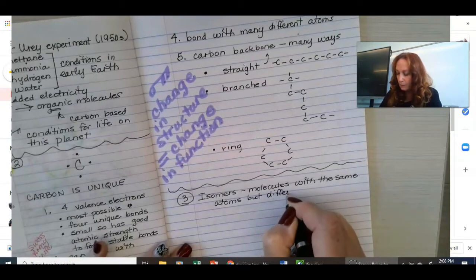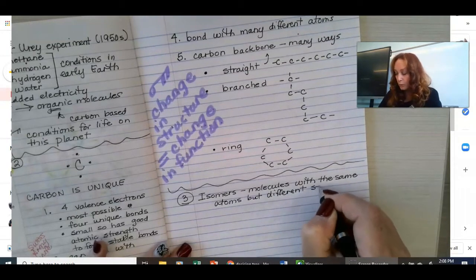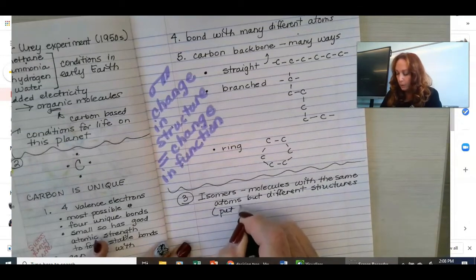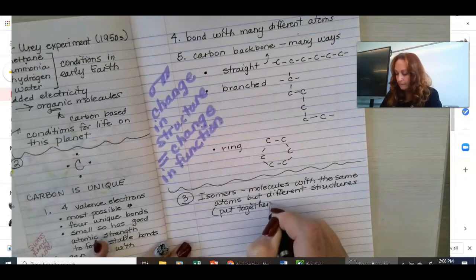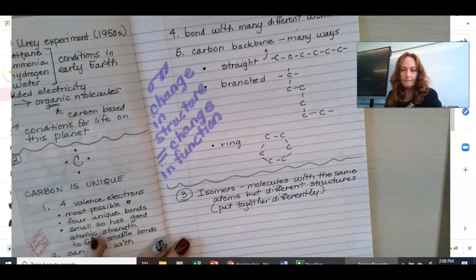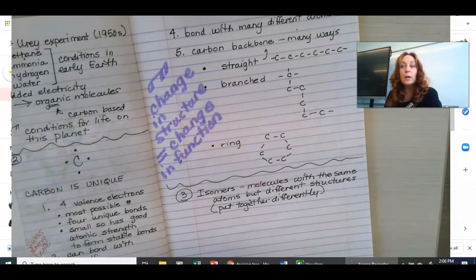So molecules with the same atoms, but different structure. So they're put together differently. Okay? That's what an isomer is. So when you start talking about glucose, there are isomer forms of glucose. Are they different? Well, they're all C6H12O6, if that's what you're asking. But when they're put together differently, there's a reason why that is.